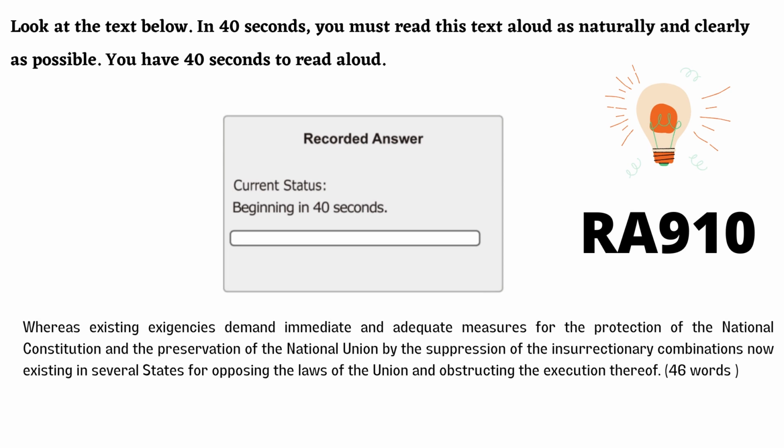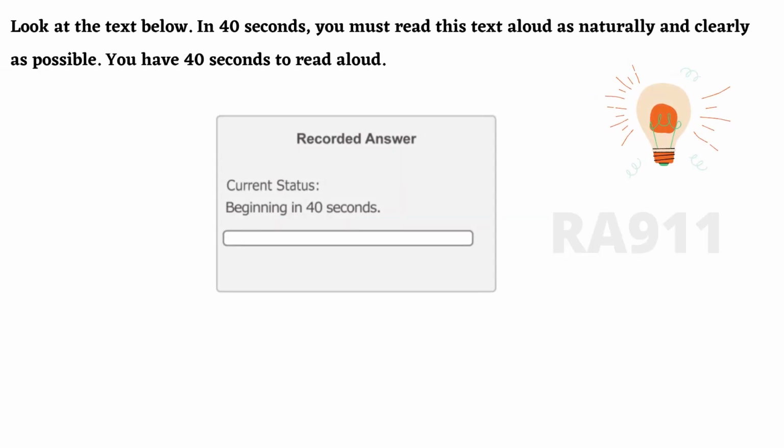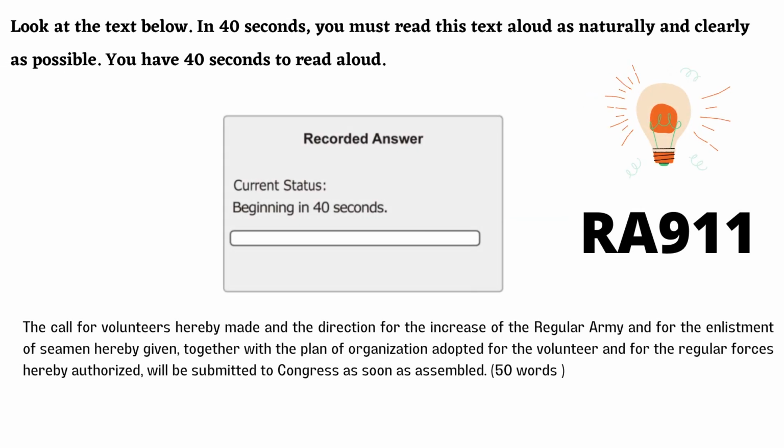Whereas existing exigencies demand immediate and adequate measures for the protection of the national constitution and the preservation of the national union, by the suppression of the insurrectionary combinations now existing in several states for opposing the laws of the Union, and obstructing the execution thereof. The call for volunteers hereby made and the direction for the increase of the regular army, and for the enlistment of seamen hereby given, together with the plan of organization adopted for the volunteer, and for the regular forces hereby authorized, will be submitted to Congress as soon as assembled.